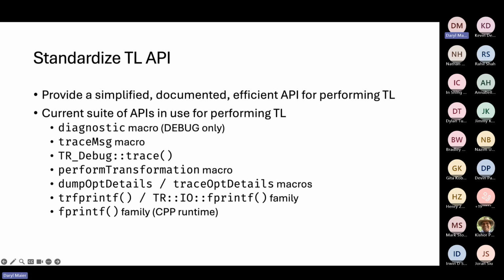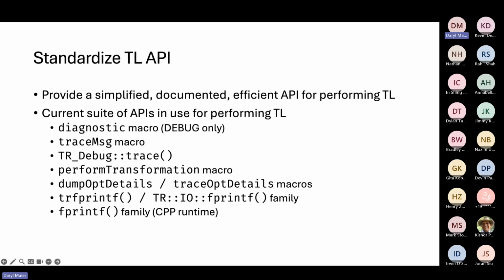And then you'll see, and this is more common in the backends and some of the ancillary code, raw calls to trfprintf, and even trio will call fprintf. So there are a number of places that are using that.